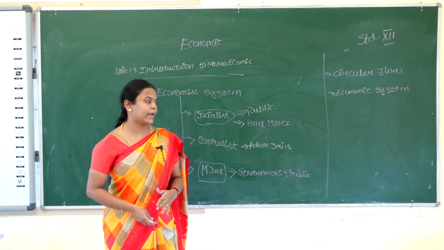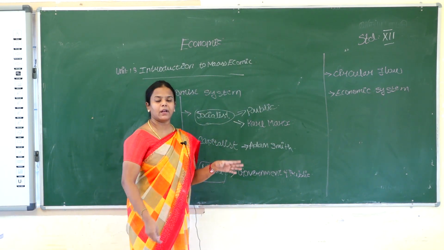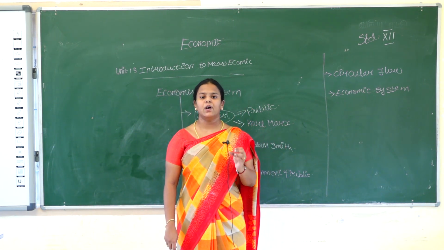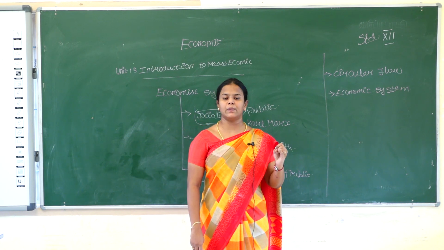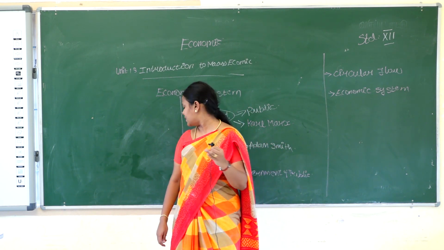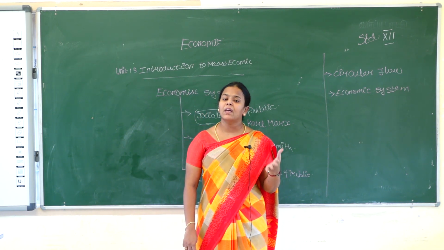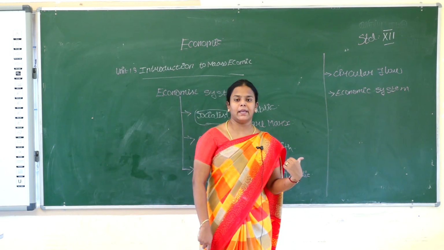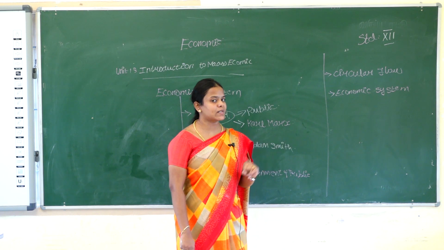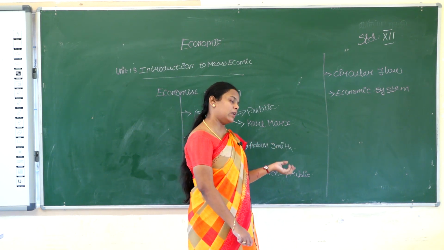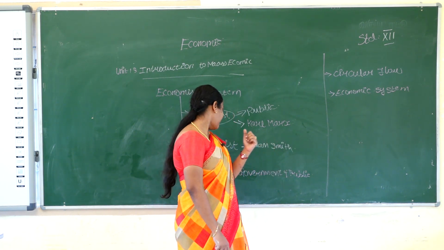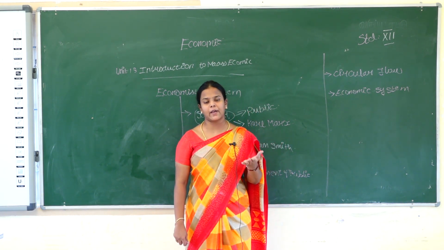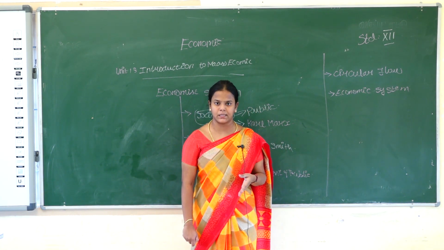Can we have a recap? In the economic system, how many types are there? There are three types: socialist economy, capitalist economy, and mixed economy. A socialist economy deals with the public. The father of socialist economy is Karl Marx. And the father of capitalist economy is Adam Smith.